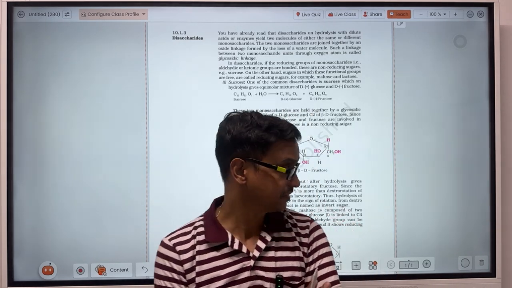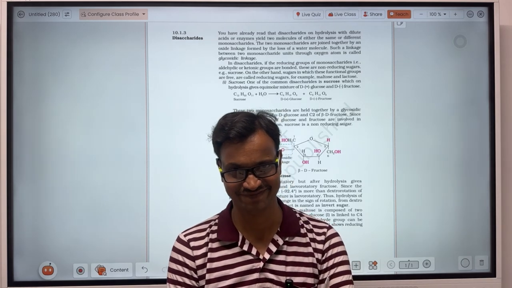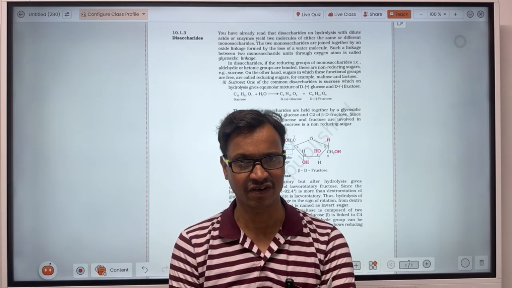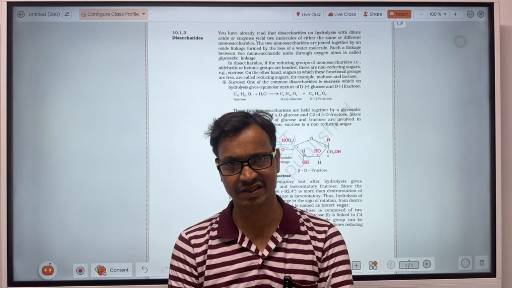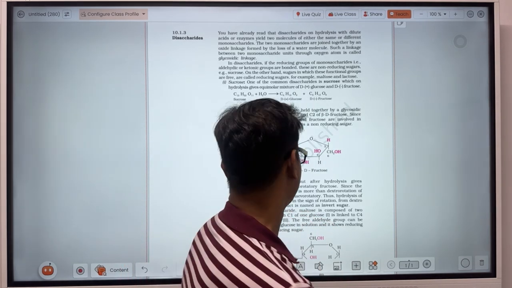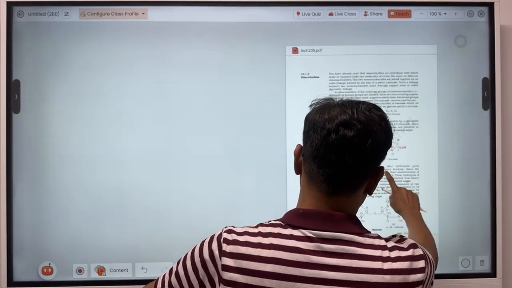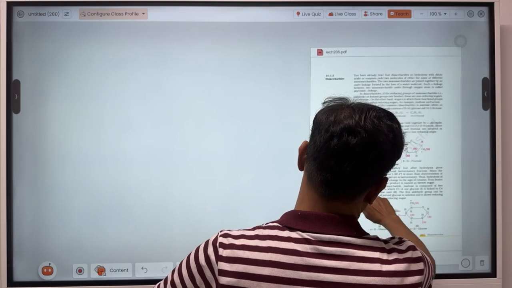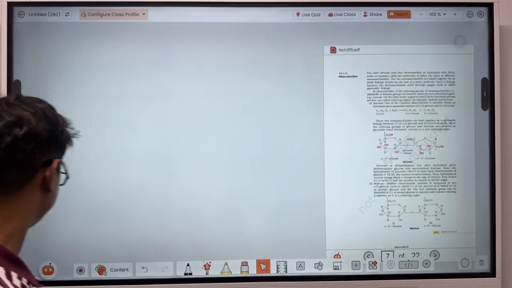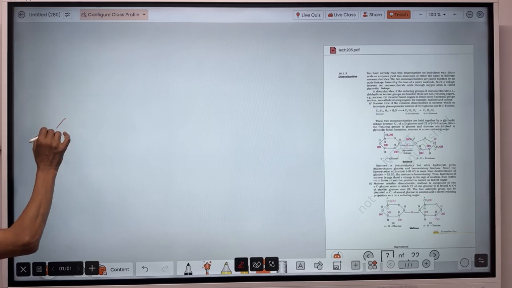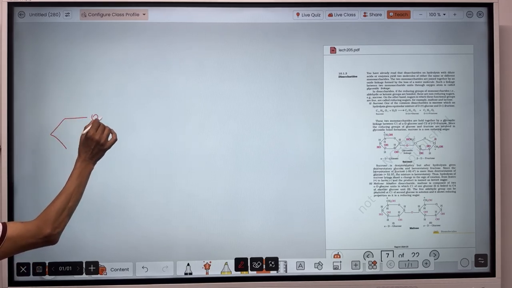Here is some complication, then after there will be no complication. That is because sucrose is composed of alpha D glucose and beta D fructose. So let's see how to draw that. Firstly, draw alpha D glucose. So alpha D glucose is like that.